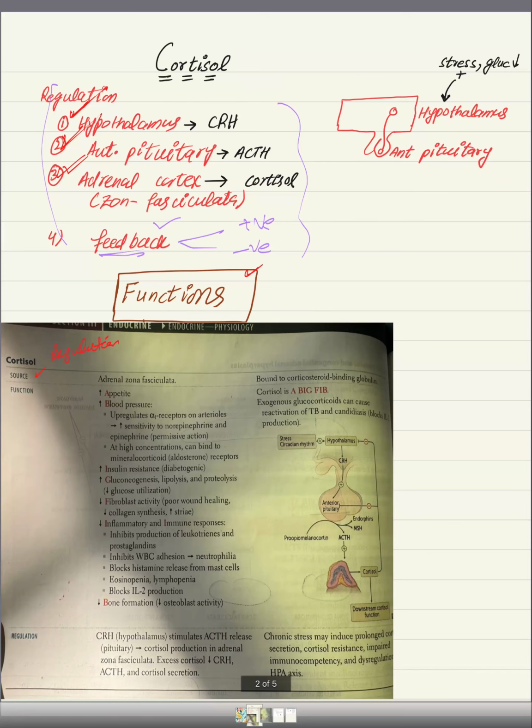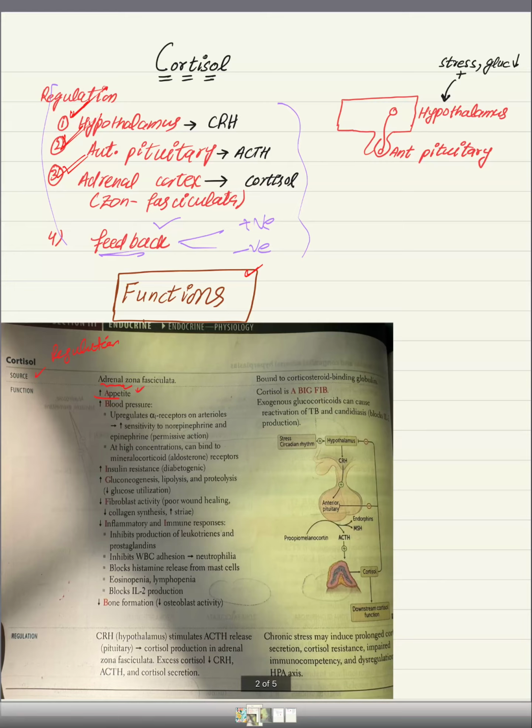The first function of cortisol is to increase appetite. I don't have to just memorize this thing; I have to go in depth, how it is going to increase appetite, and on that you are going to be tested in the exam. So please remember every function, pathophysiology or physiology, how it is going to produce this effect. So how does cortisol increase the appetite?